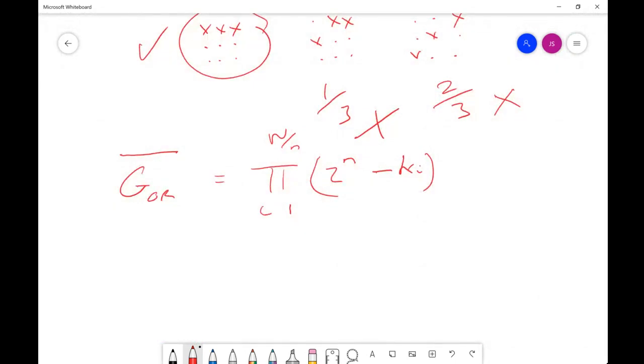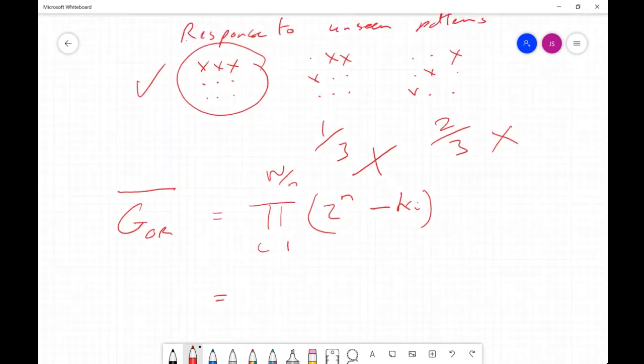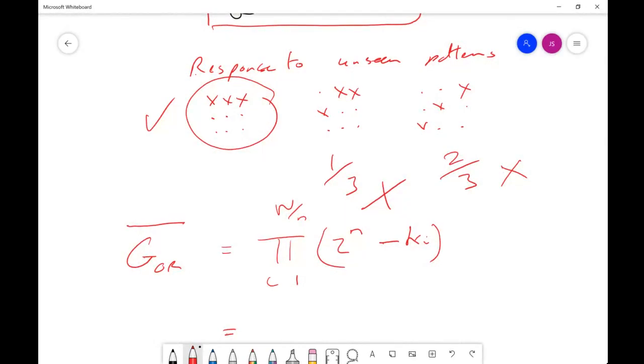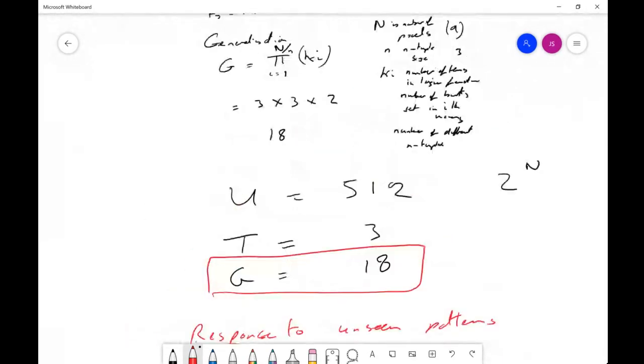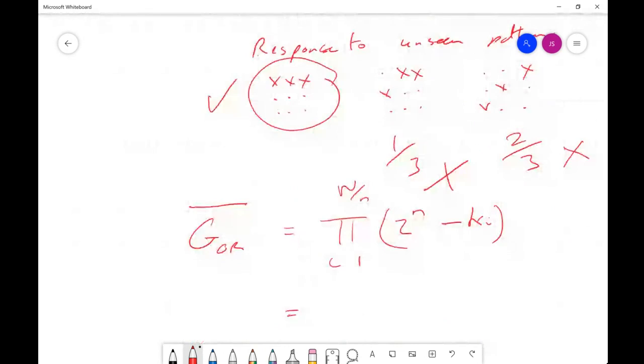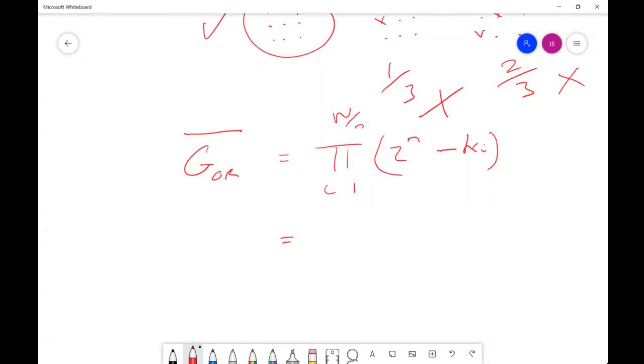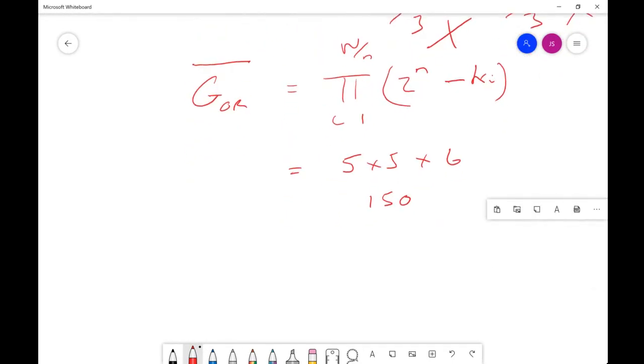In this case, for the first function, 2 to the n is 8. 8 minus 3 is going to be 5, the same for the second one, and for the third one, 8 minus 2 is 6. So not in the generalization set is going to be 5 times 5 times 6 patterns. 6 5s are 30, 5 30s are 150. But that is not GOR.